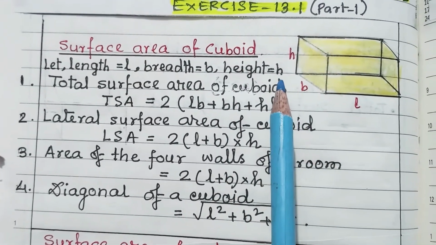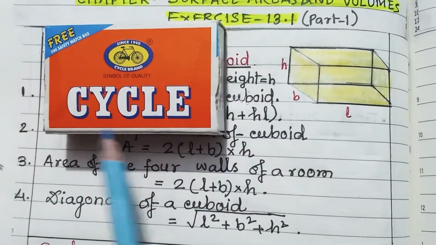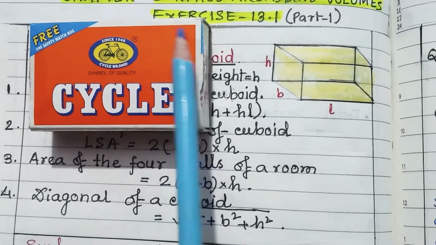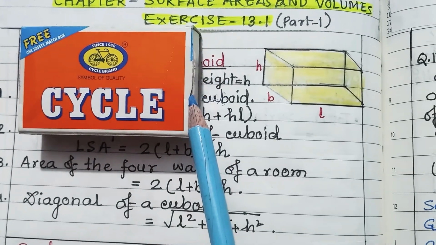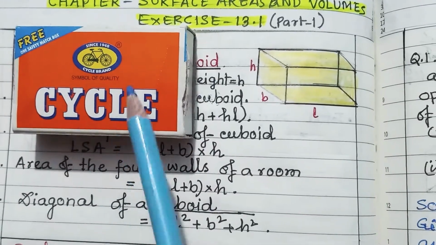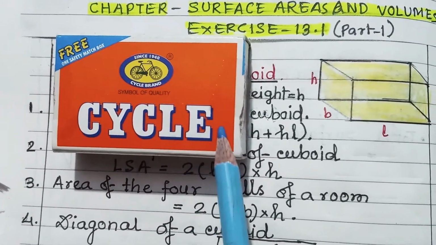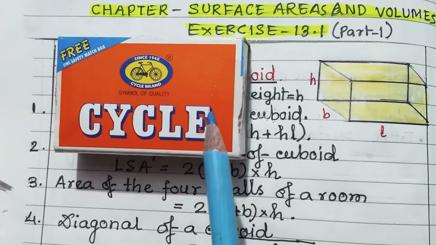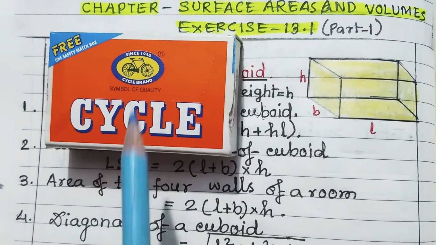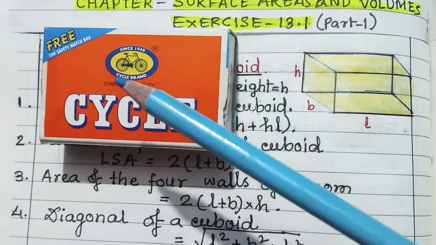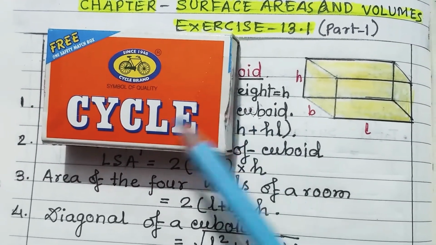A cuboid is like this matchbox. One surface is a rectangular surface. This surface is also rectangular. This is rectangular. In this way, there are 6 surfaces, all rectangular of different sizes. But opposite sides have the same area: this side and this side, and the top and bottom are also the same area. In this way, there are 6 sides.